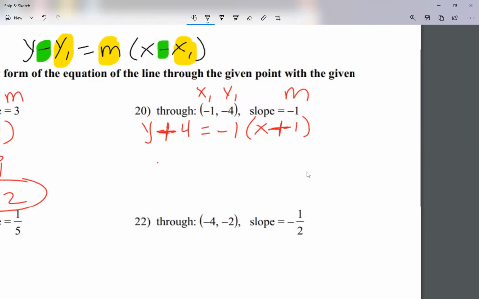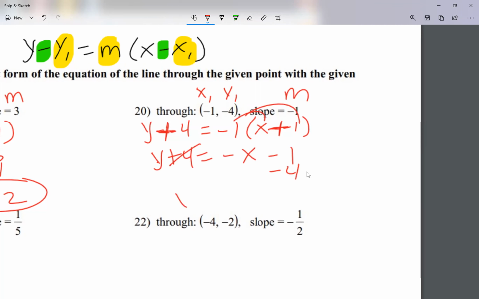Okay, so let me get rid of parentheses. So I have y plus 4. It's equal to, distribute the negative 1. So it gives me a negative 1x minus 1. Right, I distribute the negative 1 to the inside of the parentheses. And last thing, to get the y by itself, the plus 4, let me move it to the other side as a minus 4. So I get y is equal to negative x minus 5.